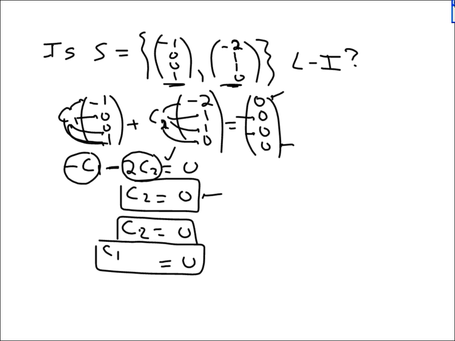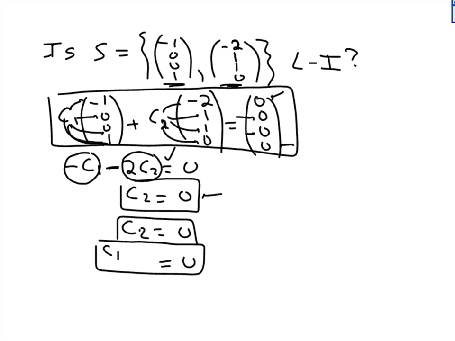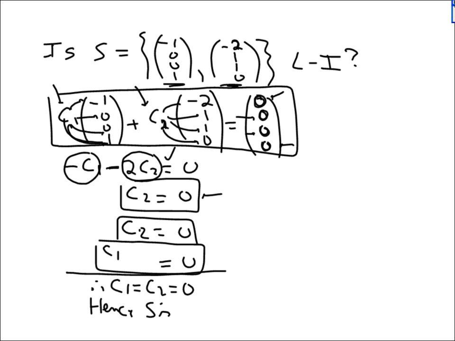So what we concluded was that the only way this linear combination of the two vectors in S gives us the 0 vector is if those scalars are equal to 0. Therefore, C1 equals C2 equals 0. Hence, S is a linearly independent set. So the answer to this question is yes. Yes, S is a linearly independent set.